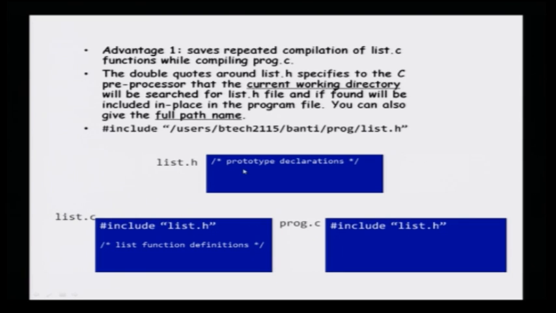You have a list.h file, it has just the prototype declarations. List.c will define those functions. So, first inside list.c you would say include within quotes list.h and then have all the function definitions. Proc.c needs list.c functions, but instead of saying include list.c, it will say include list.h within quotations. Okay. Now, we will see how to compile such a setup.